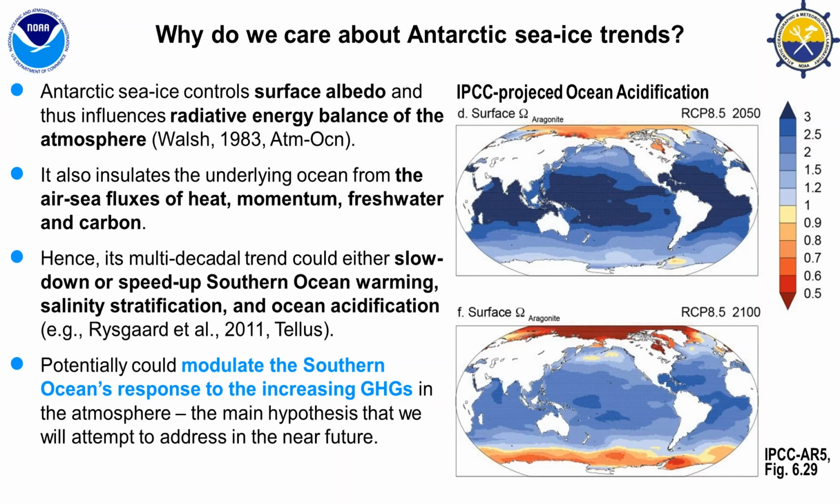Also, if there is no sea ice, then the heat will penetrate into the ocean. The ocean gets warmed up and creates more shallow convection in the atmosphere, and it affects the atmospheric dynamics as well. On the ocean side, the sea ice insulates the underlying ocean from the very cold Antarctic air, which goes down to minus 40 degrees Celsius in winter, or even worse. That insulates the ocean from the air-sea flux of heat, momentum, freshwater, and also carbon.